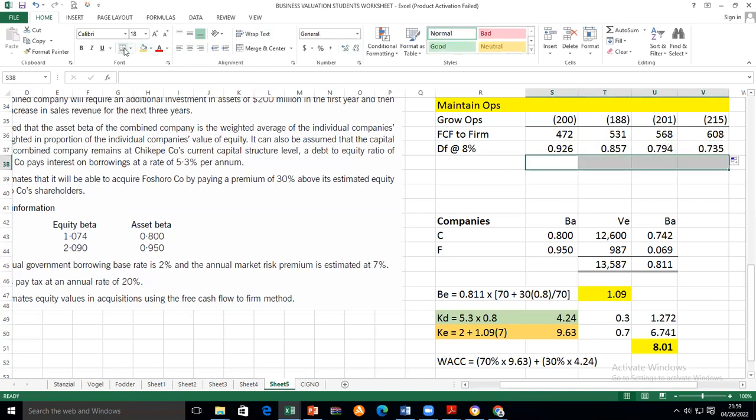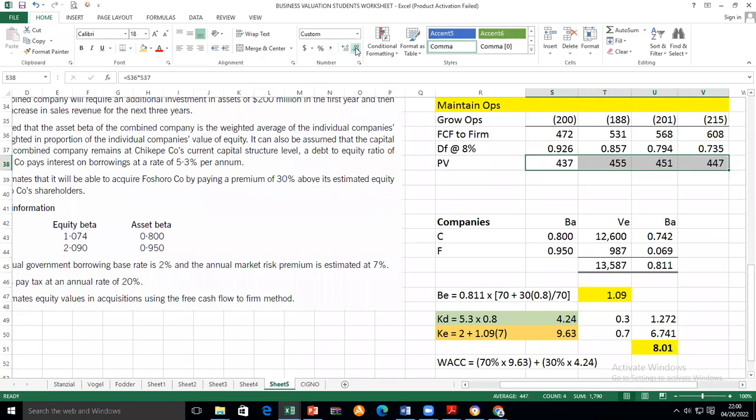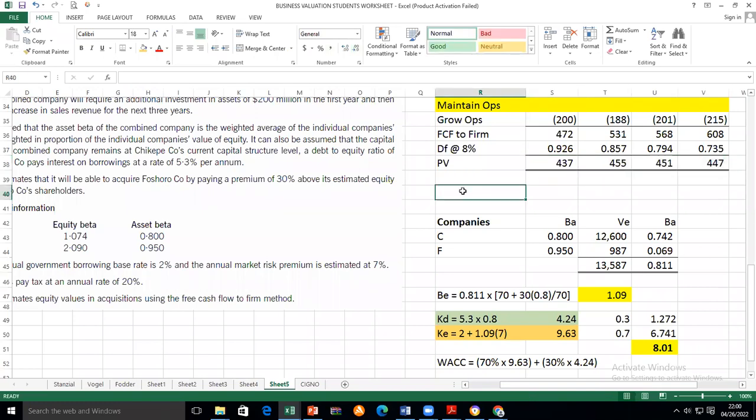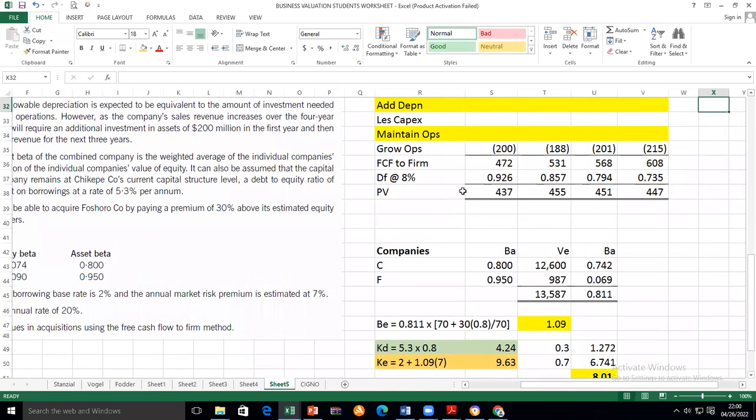Because the questions we've been doing were where the company is ungeared. So now this one just dribbled me. I hope now it won't dribble you again. There we are. So these are the values for the first 4 years. What of beyond?